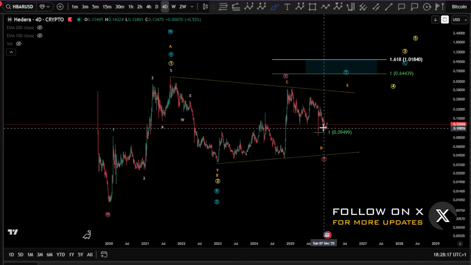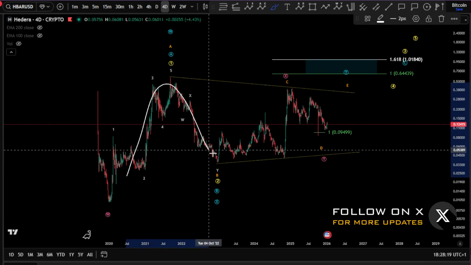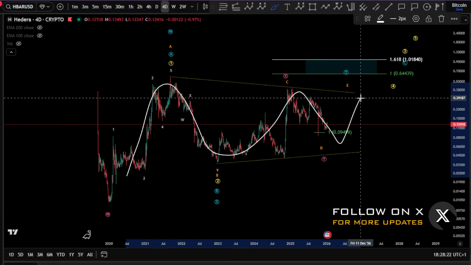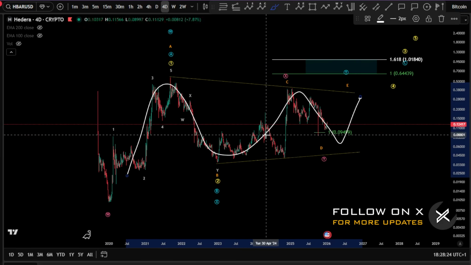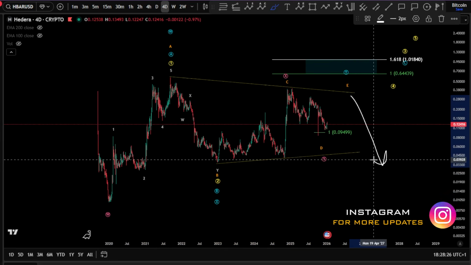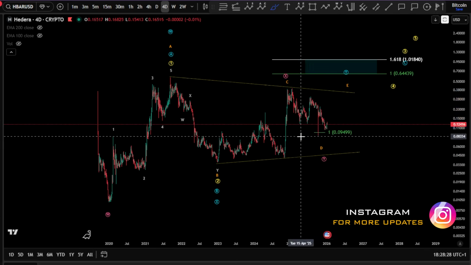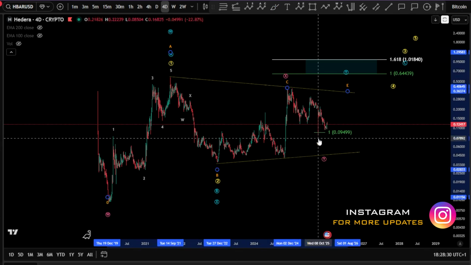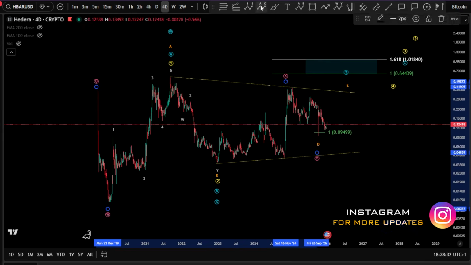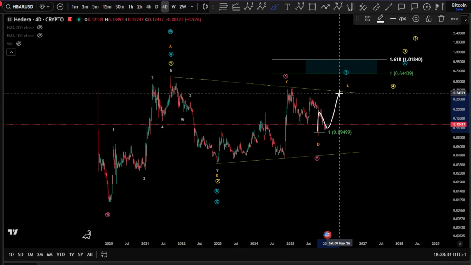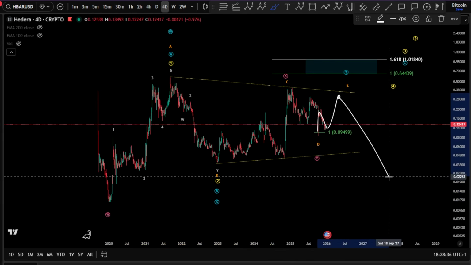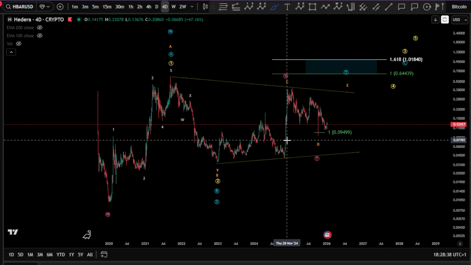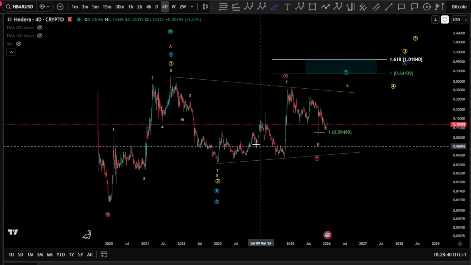Very likely. But another possibility is, of course, the triangle here, A, B, C, D, E, which is not looking good. Yeah, this might turn, of course, to something bearish after a wave E here. So if this is your finished wave D, and we're looking for something higher as an ABC in a wave E, well, that might, of course, turn into something bearish.